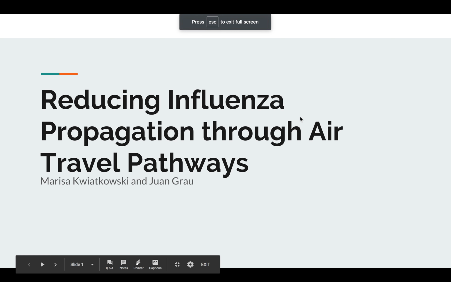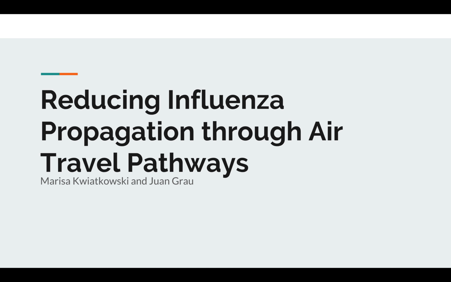My name is Juan Grau and my project partner is Marisa Kwiatkowski, and our project is called Reducing Influenza Propagation Through Air Travel Pathways. In our project, we sought to inhibit the spread of an infectious disease, specifically in this case influenza, through a network by removing select edges from the graph.